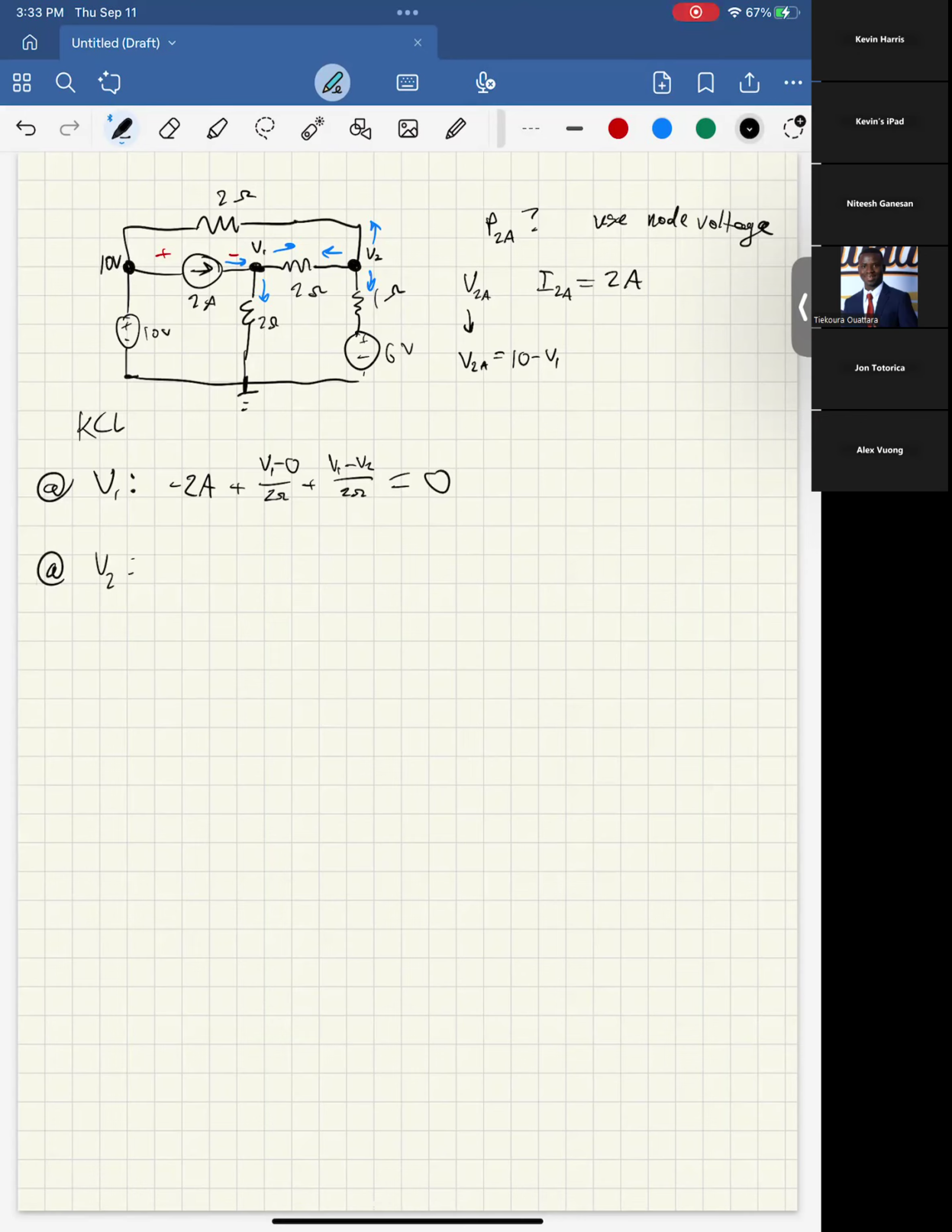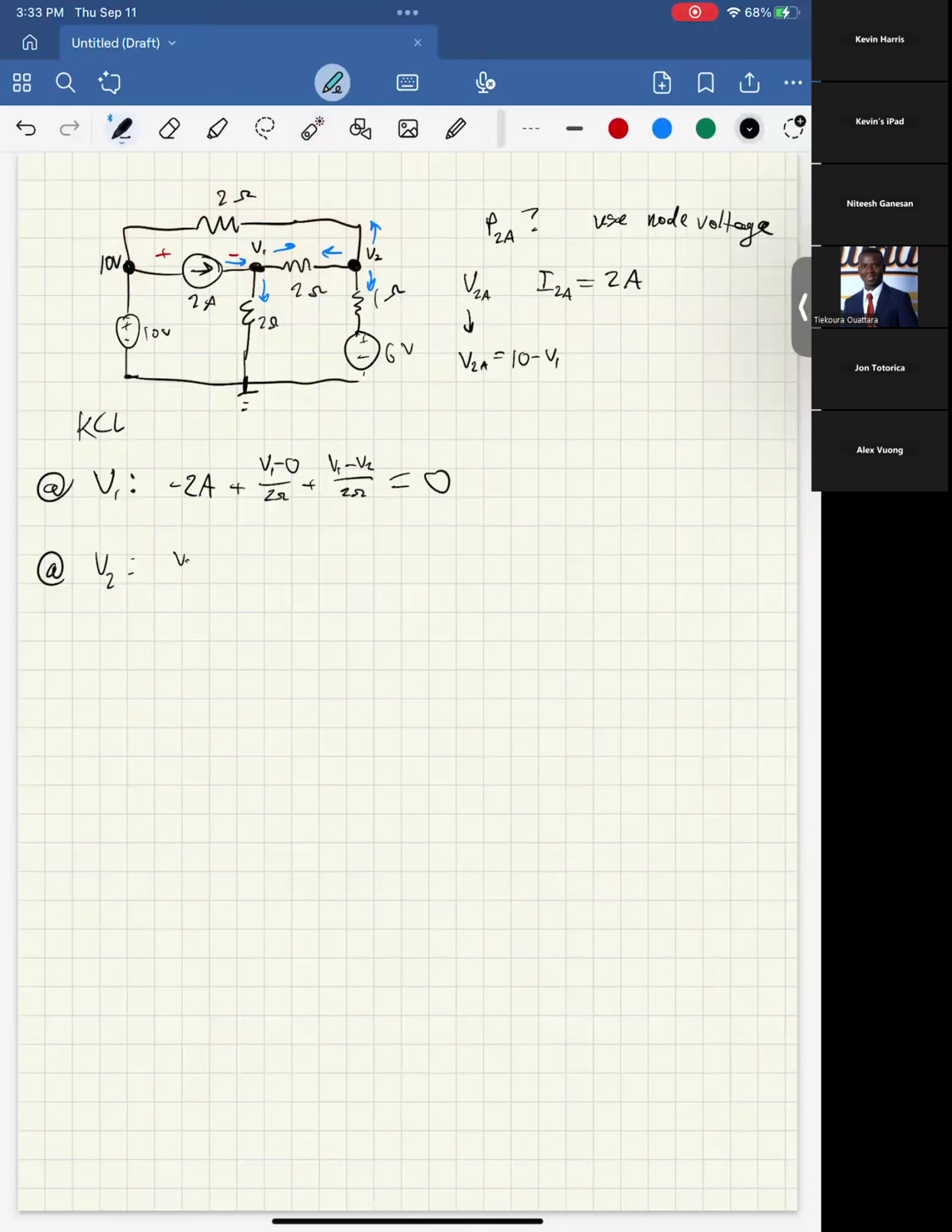Then at V2, okay, I'll start with the one going up here. So here we have V2 minus 10 over 2 ohms, as if we're going that way. If the 10 was right here, it would be pretty clear. But it's the same thing as this situation, it's just drawn differently.